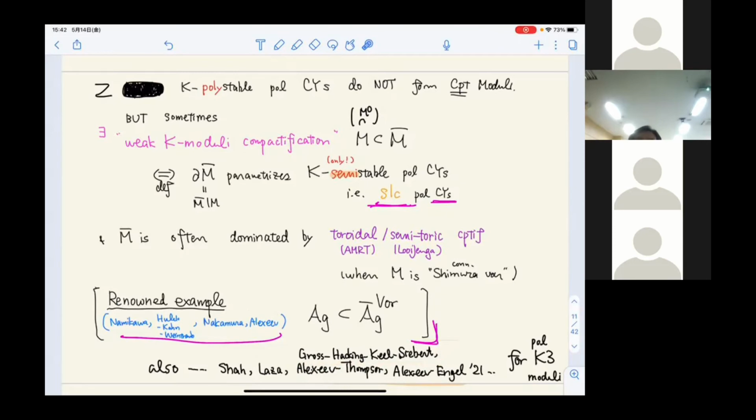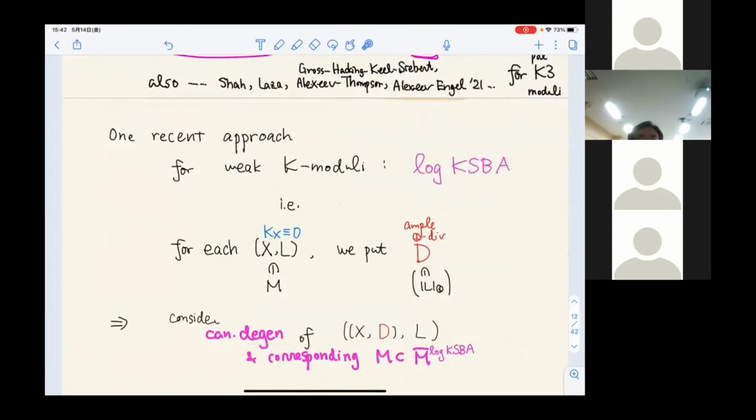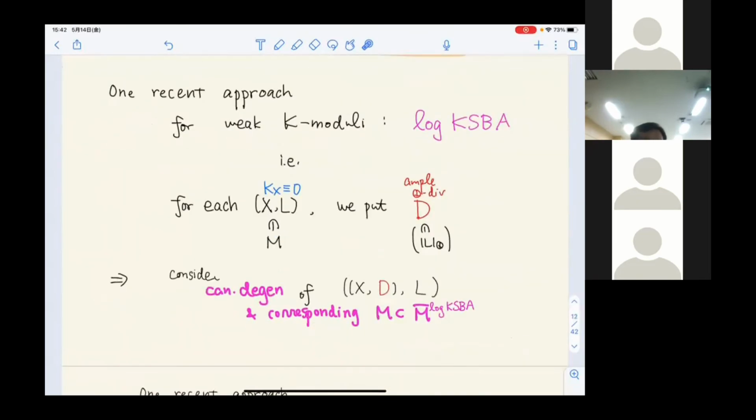But yeah, they are motivated by mirror symmetry. And there is Alexeev, Thompson, Alexeev, Engel, yeah. So there are many examples. And it is more or less using the MMP method. So the main point is, to each polarized variety, we consider an ample Q-divisor, which is inside this L, the Q-linear system.